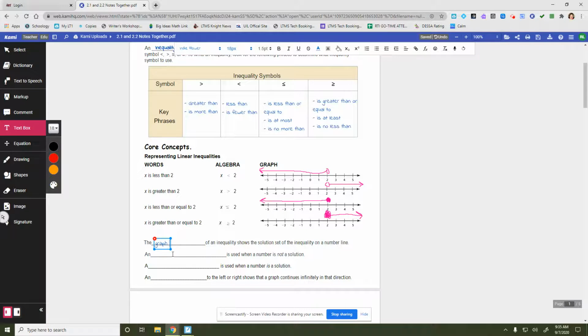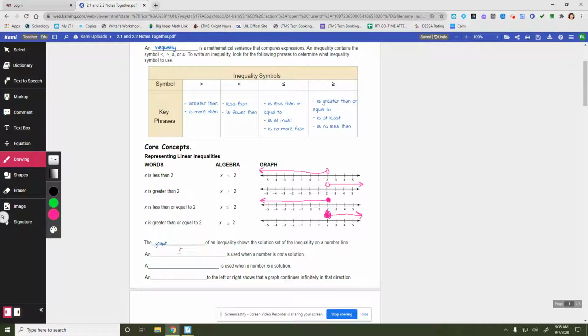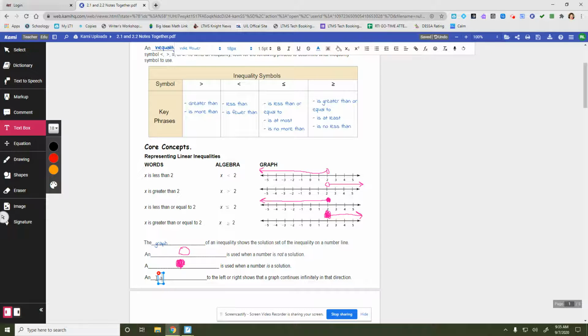And then we have a special symbol when something is not equal to. On our graph, we agree that that means we're going to leave that as an open circle. And a circle that has been filled in on the graph means that the number used is a solution to the inequality. And last but not least, we make sure that we include an arrow. To the left or to the right will show that the solution continues infinitely in that direction. All right, so those are the key factors here.